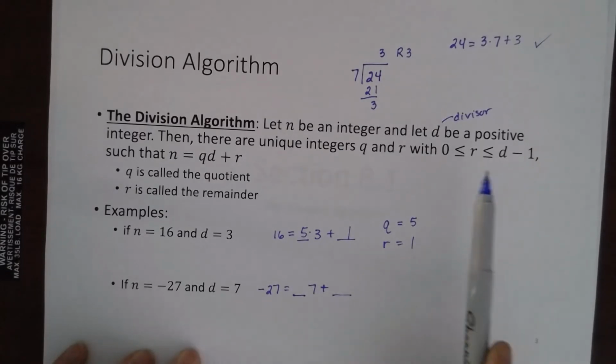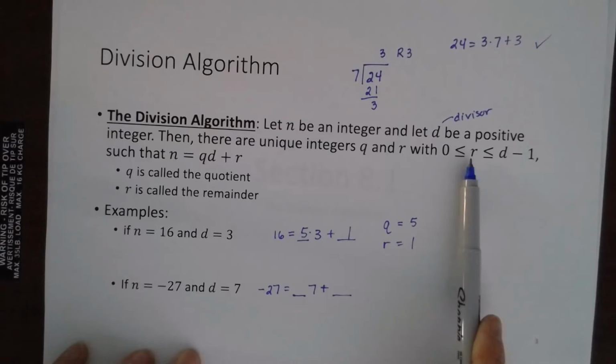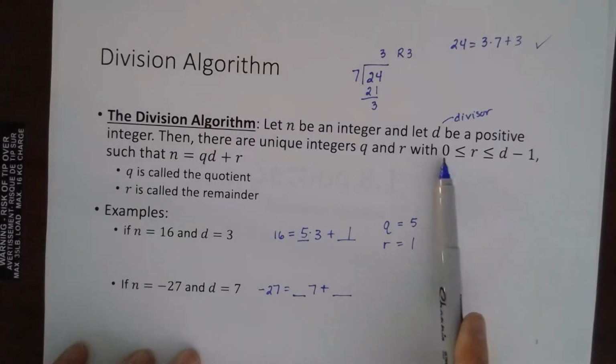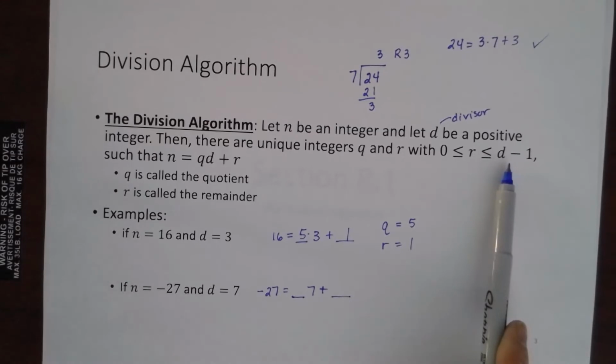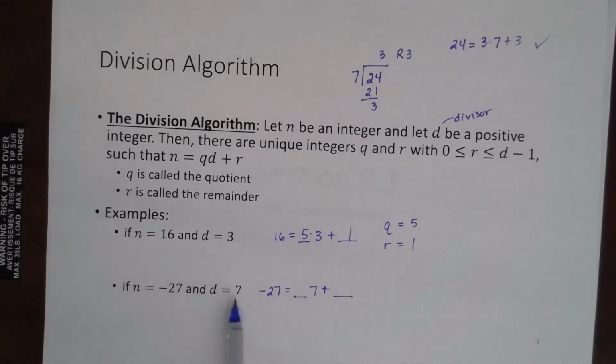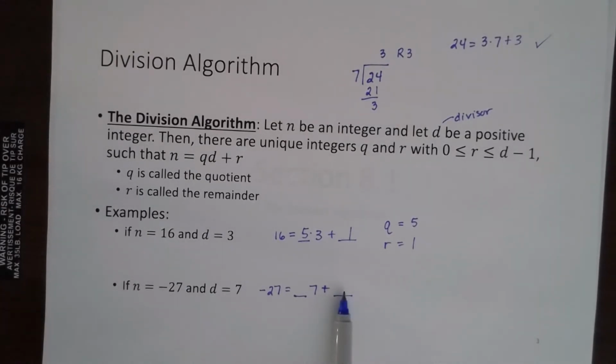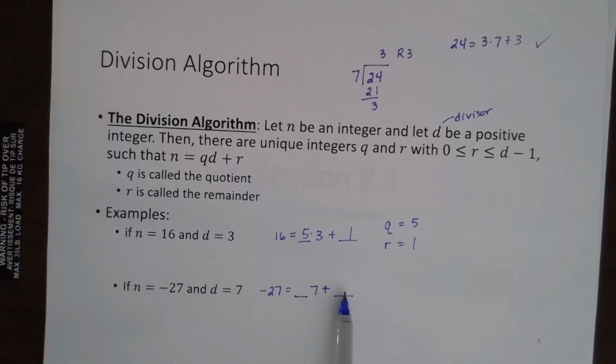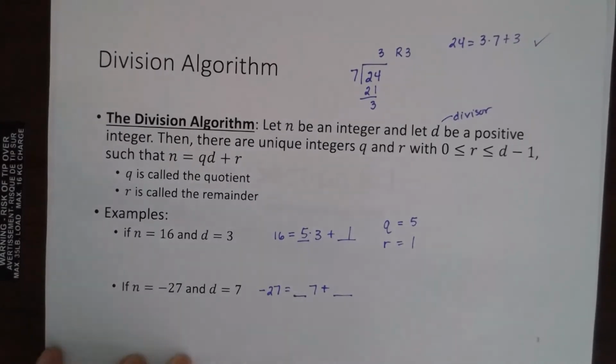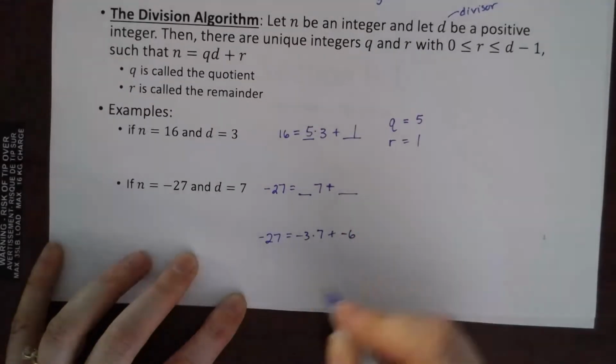Now let's go back and look at this. R, the remainder, must be between 0 and d minus 1. So our remainder has to be between 0 and 7. If I put negative 6 there, is that between 0 and 7? No. It's super tempting to want to put negative 3 in there, but we can't do that because that will not give us a positive remainder. So what should we put? Let's write this down here. Negative 27 equals negative 3 times 7 plus negative 6.